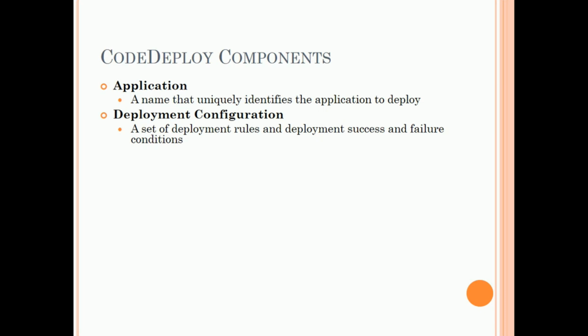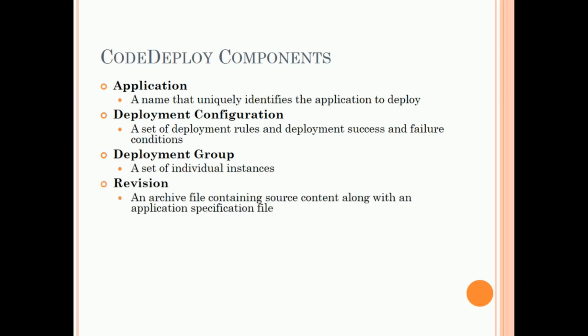The third component is deployment group. Deployment group contains individually tagged instances, Amazon EC2 instances in auto scaling groups, or both. The fourth component is revision. Revision is an archive file containing source content. Source content includes source code, web pages, executable files and deployment scripts. And along with the source code, there is an application specific file. We call it the AppSpec file. Revisions are stored in Amazon S3 buckets or GitHub repositories.